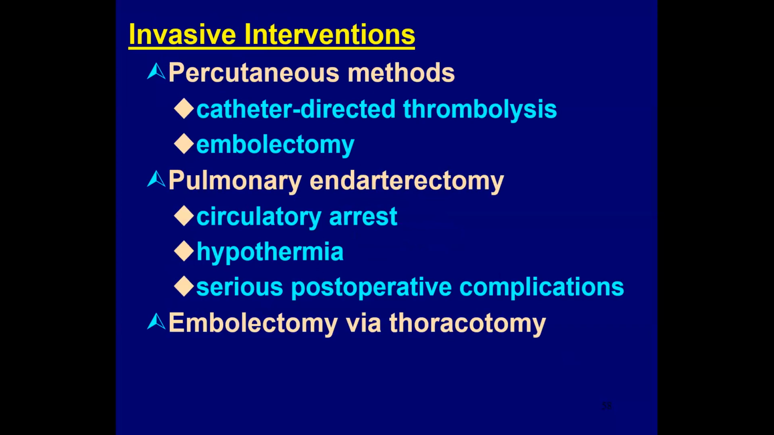There are also invasive interventions to manage pulmonary embolism, and these include percutaneous methods, a catheter-directed thrombolysis. In other words, they go in with the catheter and break up the clot. Another percutaneous method that can be used for PE is actual embolectomy.